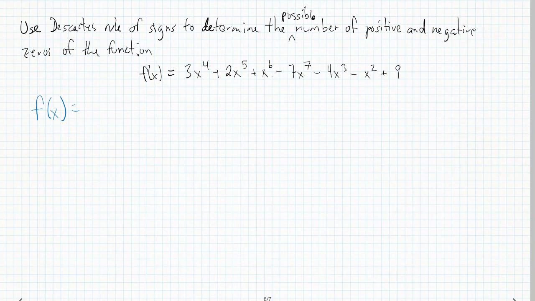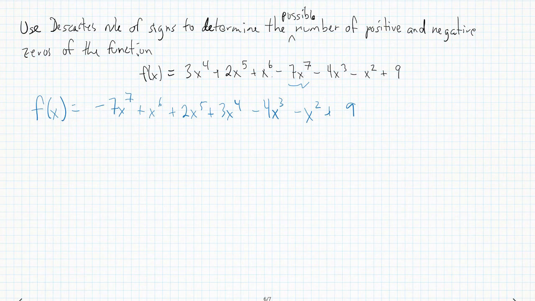So notice we start with that negative 7x to the 7th. Okay, then we have plus x to the 6th, plus 2x to the 5th, plus 3x to the 4th. And notice how we're just going and counting down. And then now we have minus 4x cubed minus x squared. Notice there is no x, and then we finish with a plus 9. Okay, so you can figure out the number of positive and negative zero possibilities, I should say.